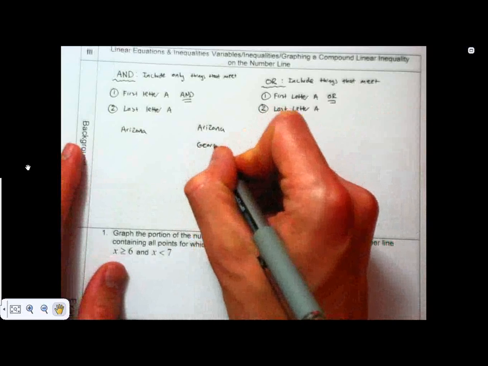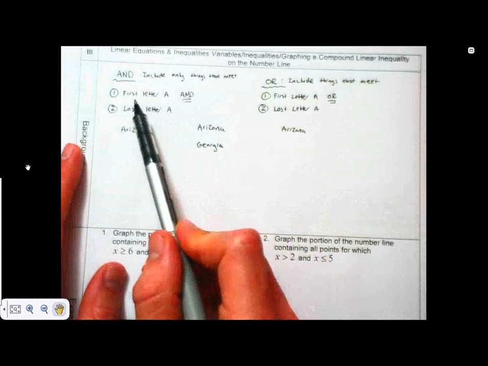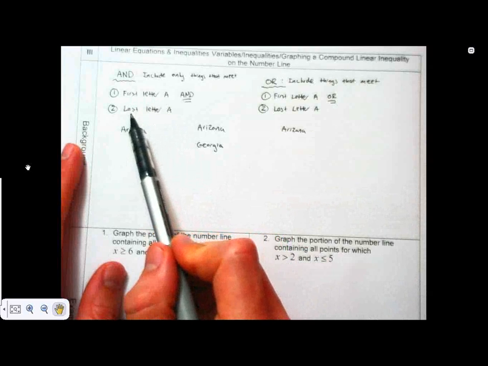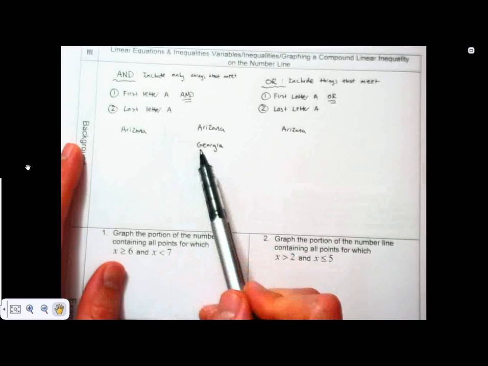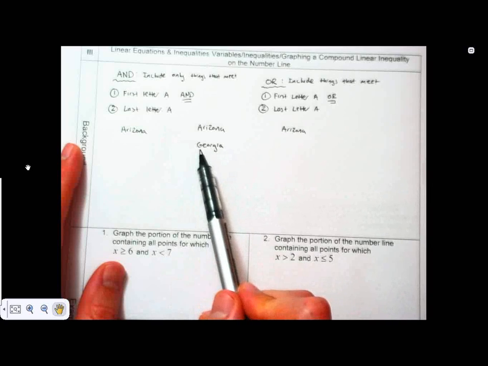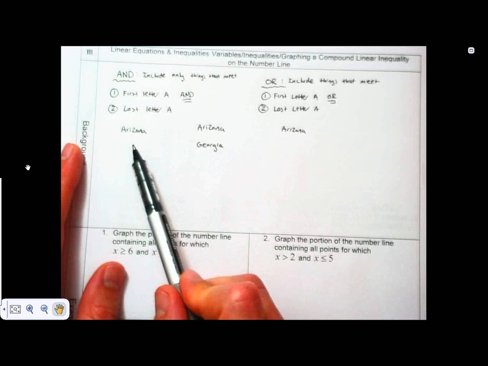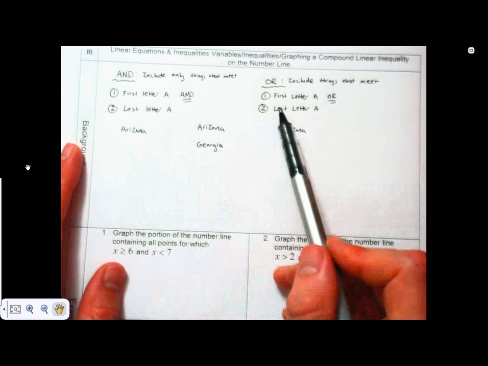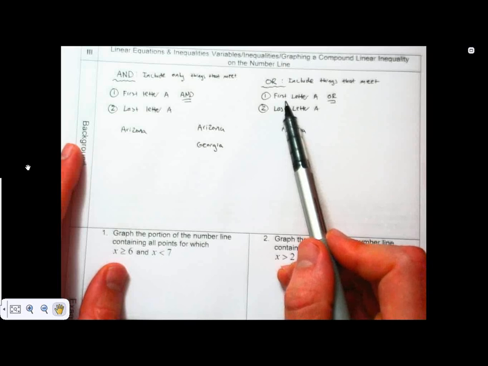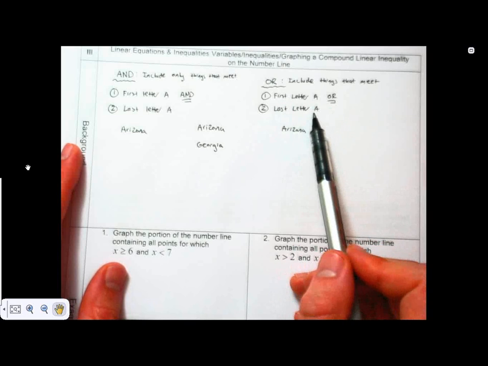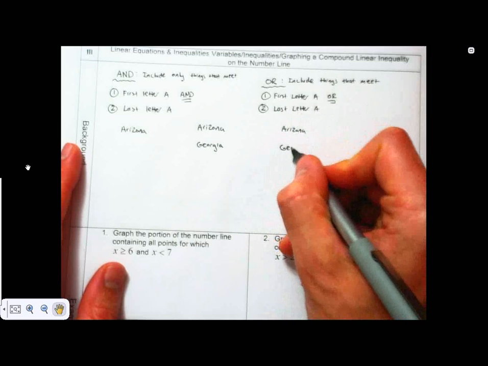Okay, let's take a look at another state. Suppose we have the state Georgia. Well, if I look to see if it's going to meet the requirements of the first set, its first letter would have to be an A, but its last letter would also have to be an A. And clearly, its last letter is an A, but its first letter is a G, so it's definitely not going to meet the requirements for this set. If I look over at this set, I'm going to put it in if its first letter is an A or its last letter is an A. Well, since its last letter is an A, it meets the second condition. So that means Georgia is going to belong over here.